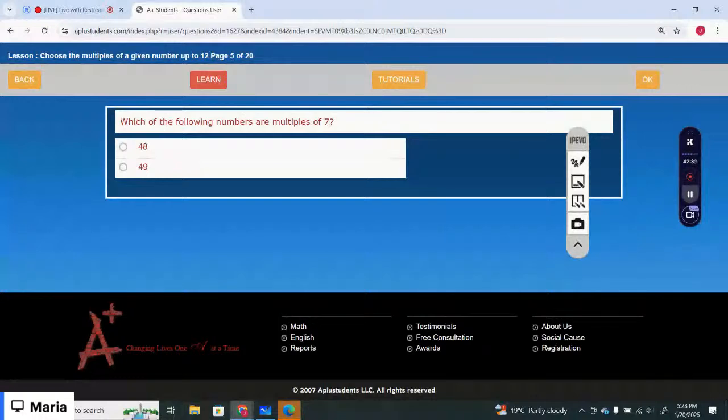Which of the following numbers are the multiples of 7? Which is the correct option? That is 49. Option number 2 is the correct option, because 7 times 7 is 49.